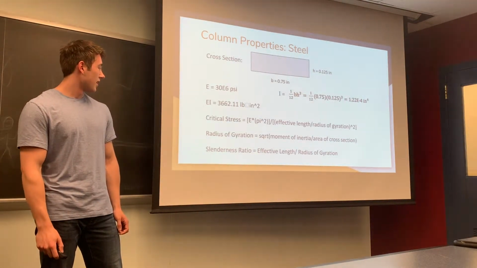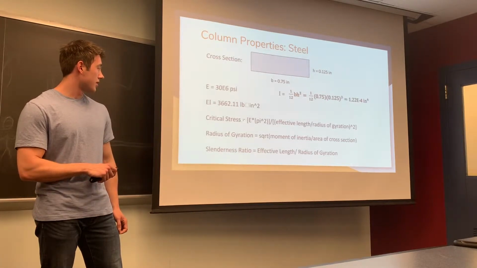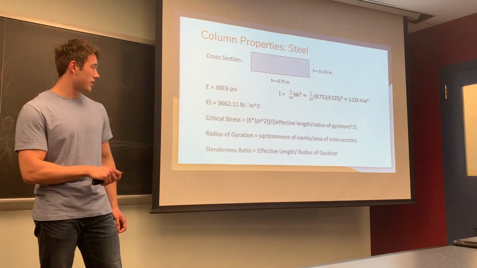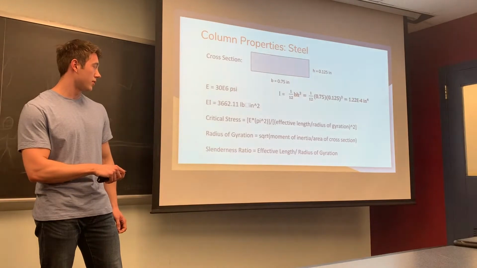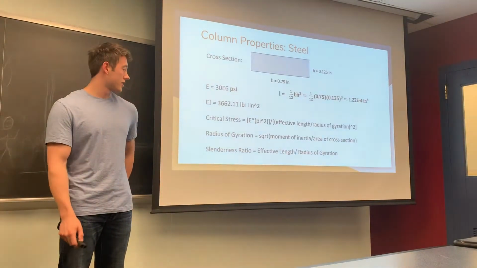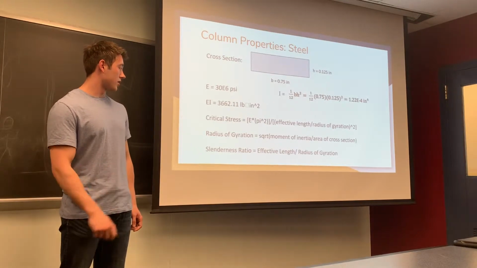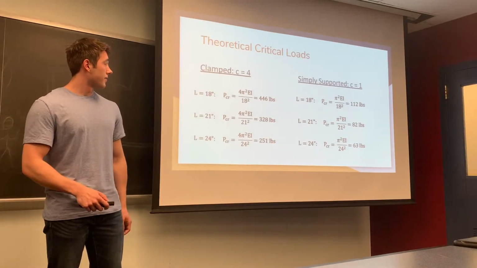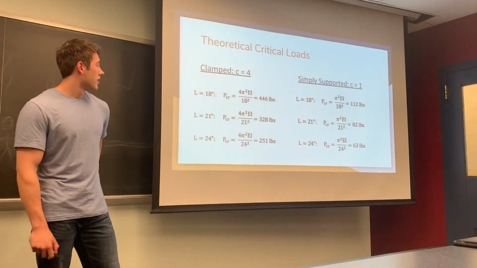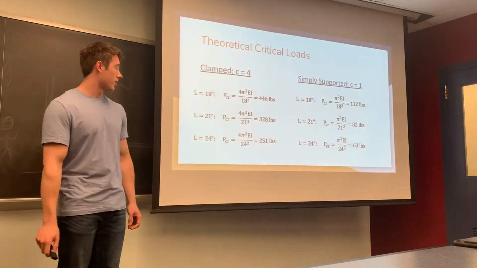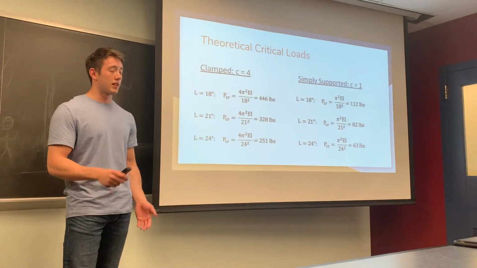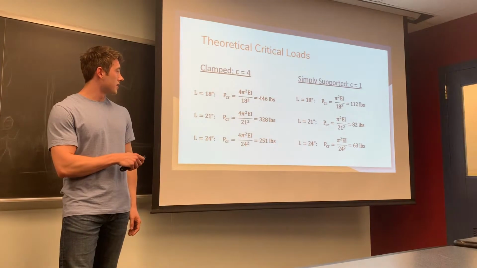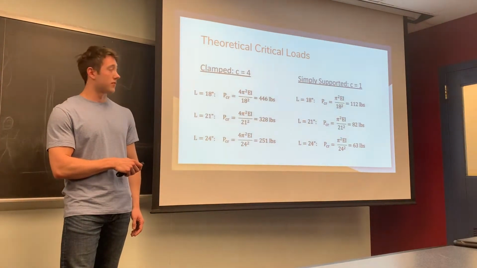And then we have critical stress, which is this long equation right here, and we're given radius of gyration in this equation, and radius of gyration is the square root of the moment of inertia divided by the area of the cross section. And then we also get the slenderness ratio, which is the effective length divided by the radius of gyration. So then we plugged in our values of the bars, which are 18 inches, 21 inches, and 24 inches, and we used a clamped and a pinned setup. And you can see all the theoretical critical loads given here.